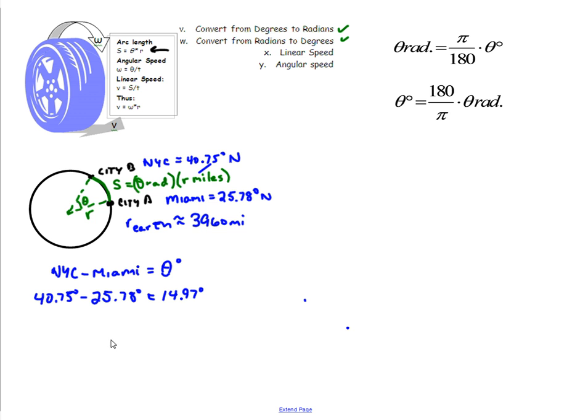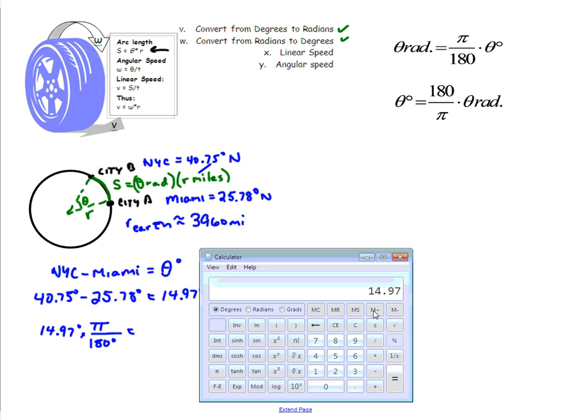So we're interested in figuring out what is the distance. Well, in our formula, the angle must be in radians, so our next step would be to convert this into radians. Let's take 14.97. We're going to use our formula right up here that says the angle in radians is pi over 180 times the angle in degrees. So multiply by pi, divide by 180 degrees to get our angle in radians, and I'll go ahead and carry this out on my calculator.